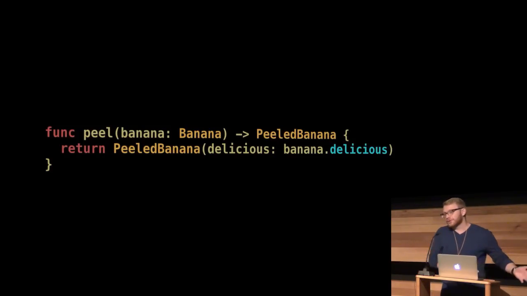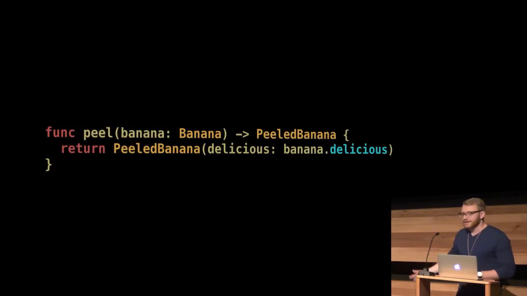So the old banana was awful, this new peeled one is going to be just as bad. If the old one was great, awesome. But you'll notice that I don't mutate the state of the original banana, right? I'm giving you a completely new banana object. So what does a test for this look like?